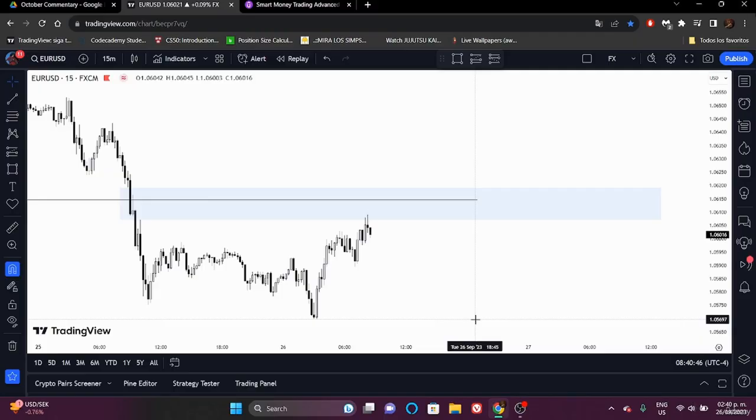Lastly, we're going to be discussing what is liquidity, why is it important, where can we spot liquidity, and the different kinds of liquidity, which obviously are internal liquidity and external liquidity.